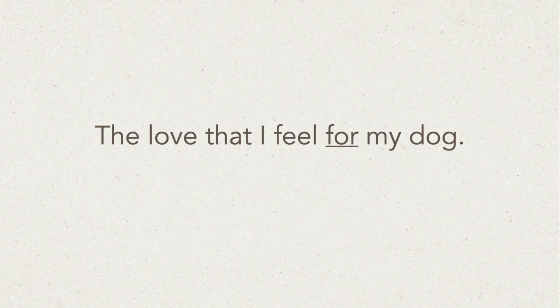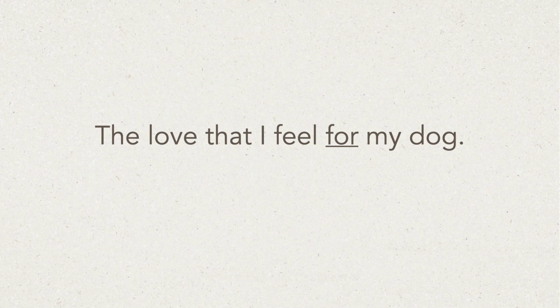But now let's talk about some of the nuanced situations where it's not really clear which way it would go, because the word "for" in English doesn't easily translate to one of those terms, "intended for" or "because of." So here's an example. The love that I feel for my dog. So what does the term "for" mean there? Is it the love that I feel intended for my dog? Or is it the love that I feel because of my dog?